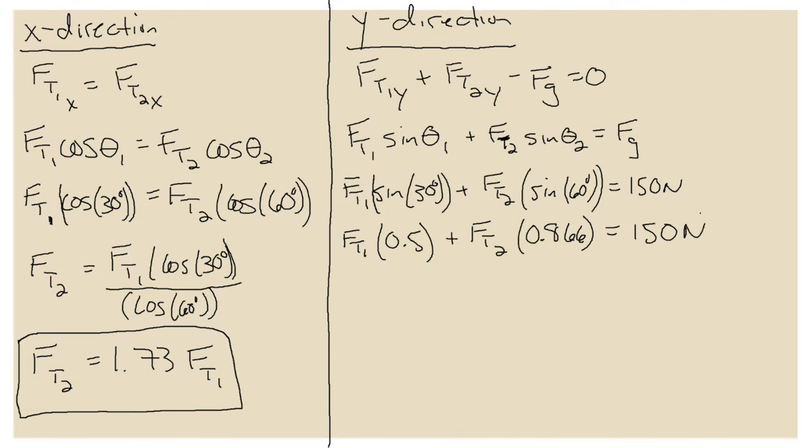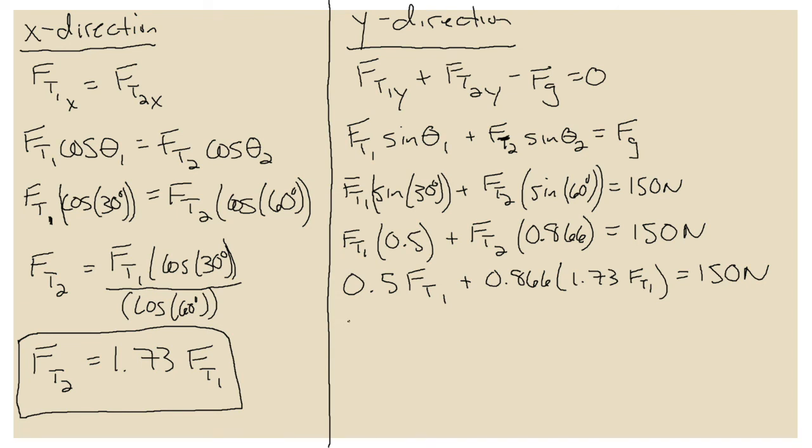And once again, now I'm stuck, because I have one equation with 2 variables that I don't know. And when you get to here, that's when you bring in the result from your x direction equation. So the x direction equation here says Ft2 is 1.73 times Ft1. So what I have then is a half of Ft1 plus 0.866 of Ft2, but Ft2 is 1.73 times Ft1, and that's all equal to 150 newtons.